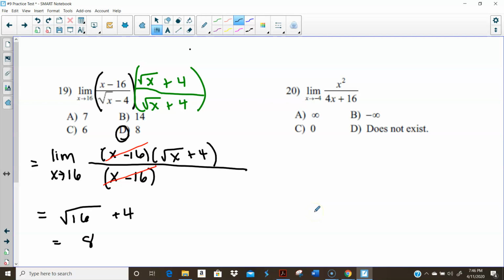Looking at number 20. So number 20, if I use direct substitution, negative 4, and plug it in, then I'm going to get 0 at the bottom of a fraction. So that is not going to work. The next thing I want to do is, because this is a rational function, I want to just go ahead and graph it so that I can see what's happening with the limit as x approaches negative 4.